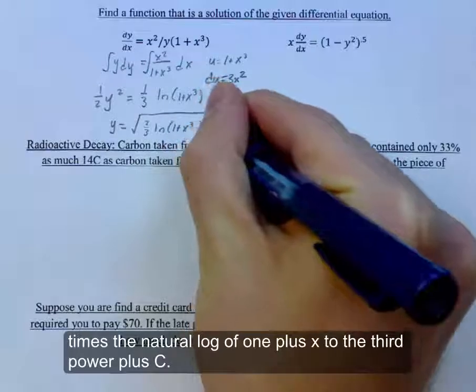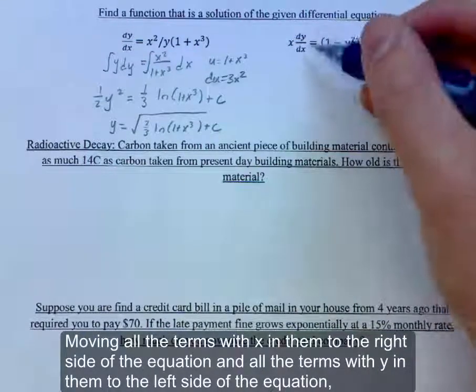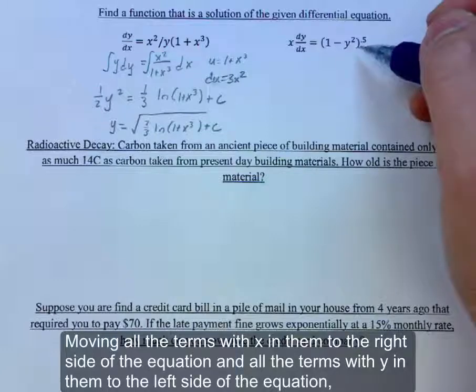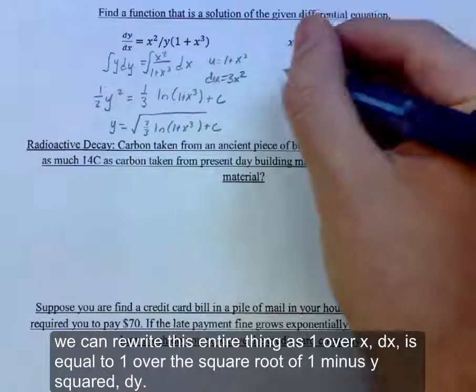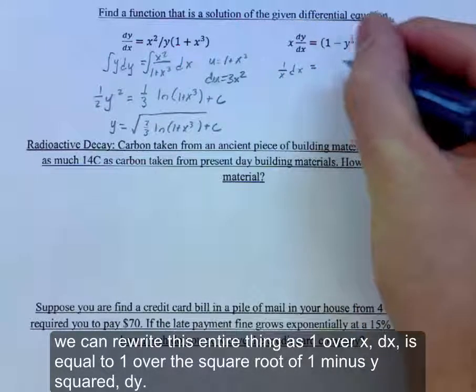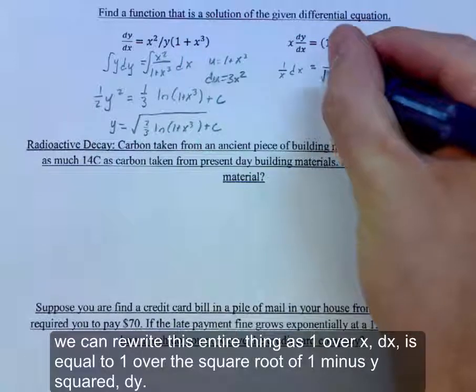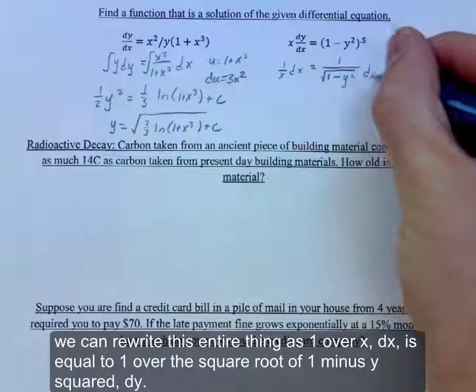For our next problem, we are told that x times dy/dx needs to be equal to 1 minus y squared, the entire quantity to the 0.5 power. Moving all of the terms with x in them to the right side of the equation and all of the terms with y in them to the left side of the equation, we can rewrite this entire thing as 1 over x dx is equal to 1 over the square root of 1 minus y squared dy.